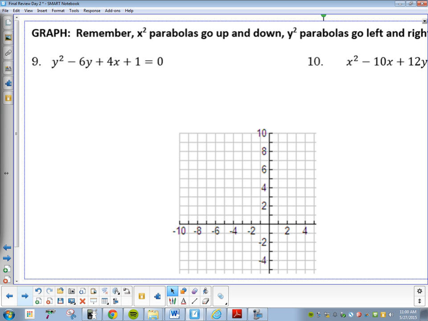Emily, you're saying it's a 1. Why do you think it's a 1 here? Only one thing is squared. That makes it a parabola. Okay, so this is a parabola here.